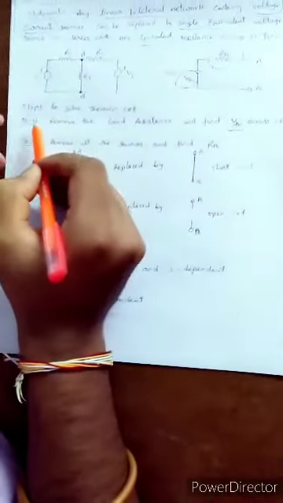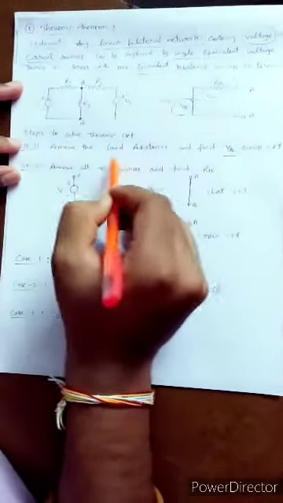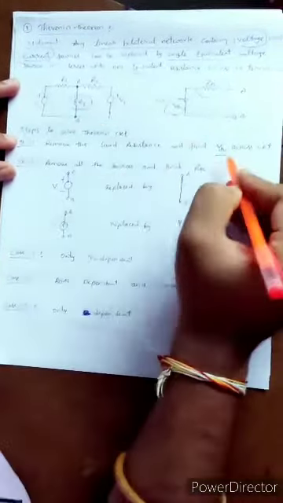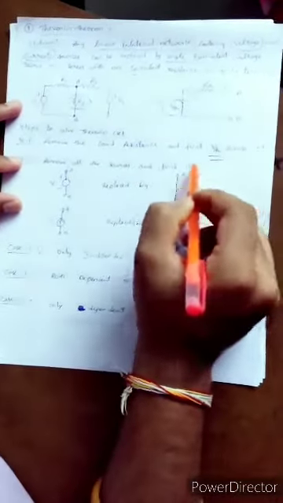There are two steps to solve these Thevenin circuits. First, we should remove the load resistance. If we think this is the load resistance, we should remove it and solve this circuit for finding VTH. And now for finding the RTH, that is the equivalent resistance, we should remove the sources.